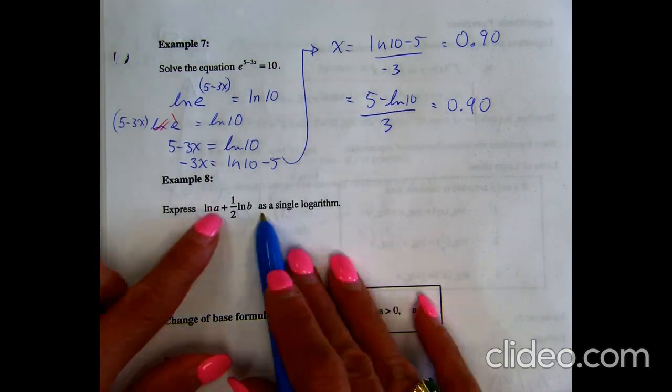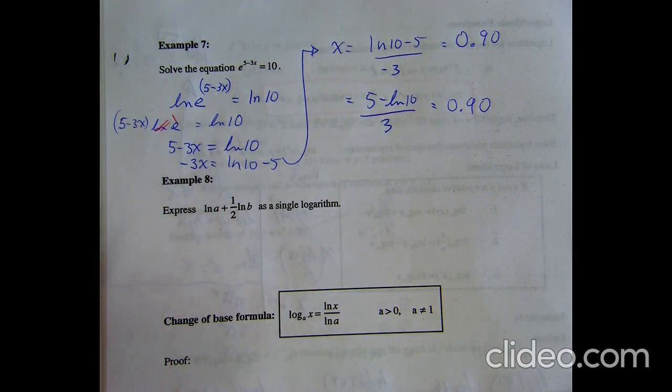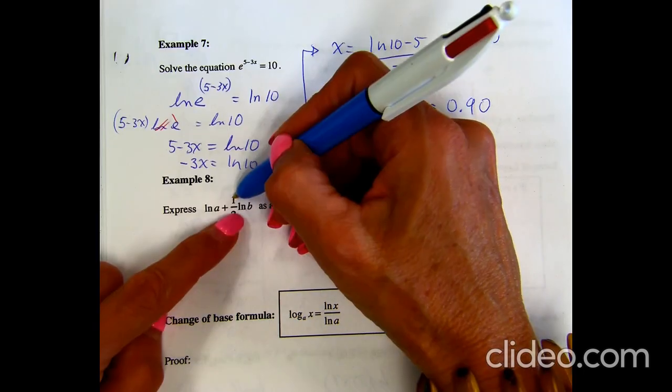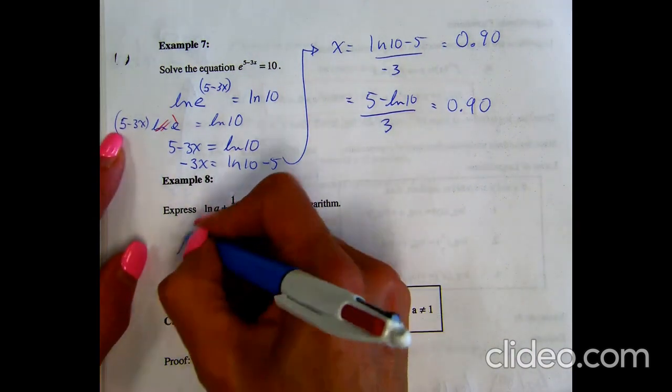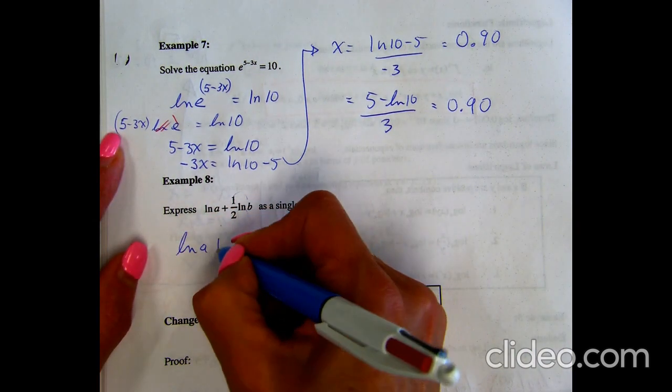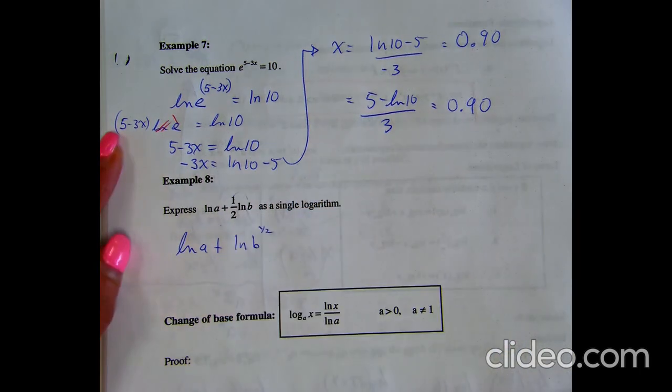Write this as a single logarithm. Our bases are the same. Remember the rules for combining logs. Your bases had to be the same and you had to get rid of those coefficients before you started. So this is ln A plus ln B to the 1/2.